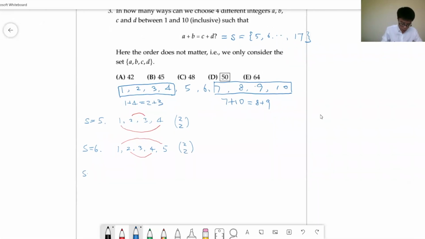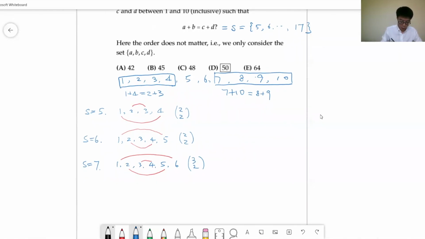Similarly, let's do 7. 1, 2, 3, 4, 5, 6. Now we have 3 pairs. But we only need 2 pairs, so we have 3 choose 2 ways to choose A, B, C, D, right? Now, if s equals 8, we still have 3 pairs.